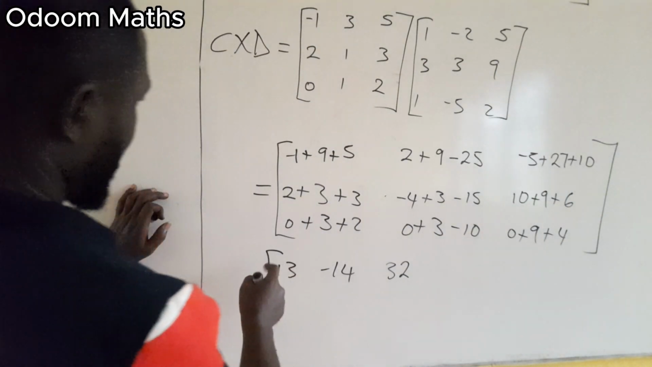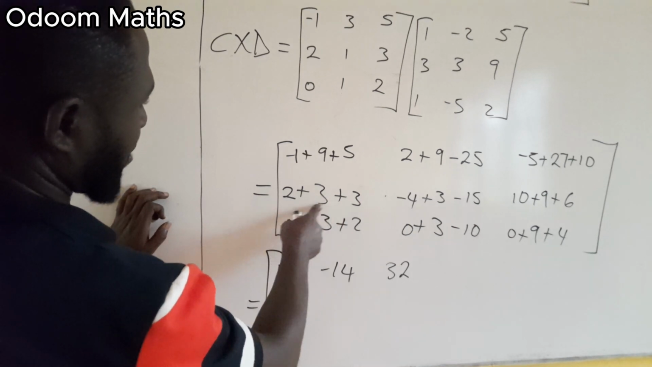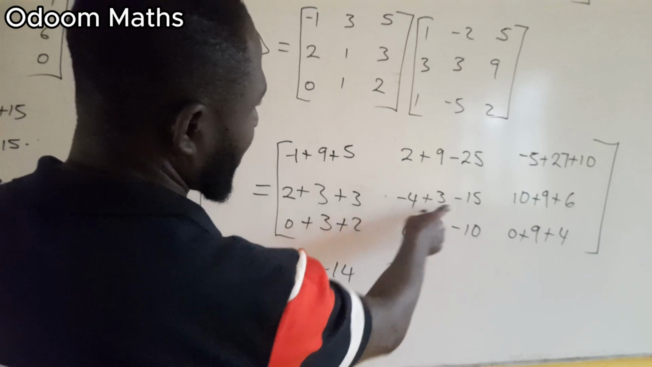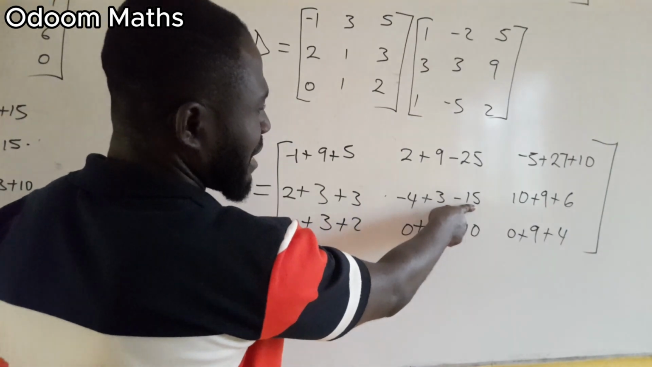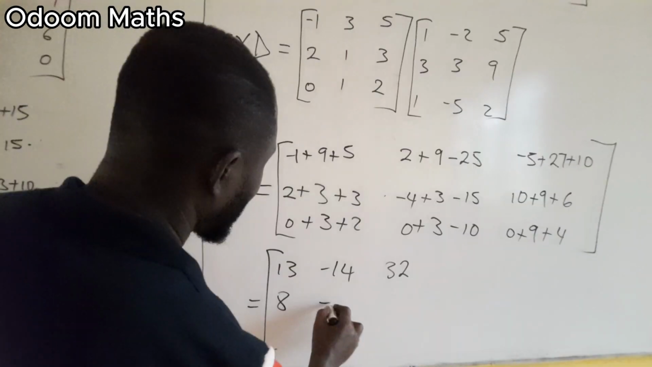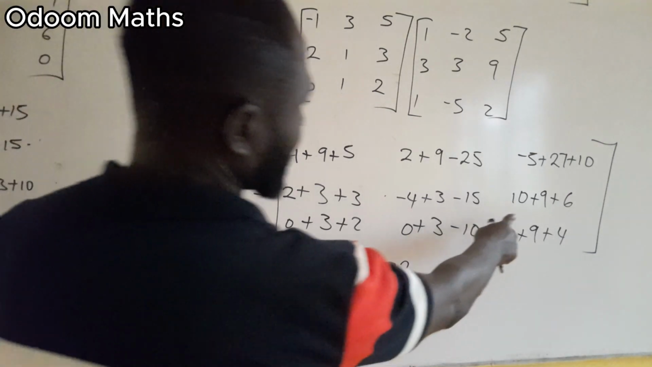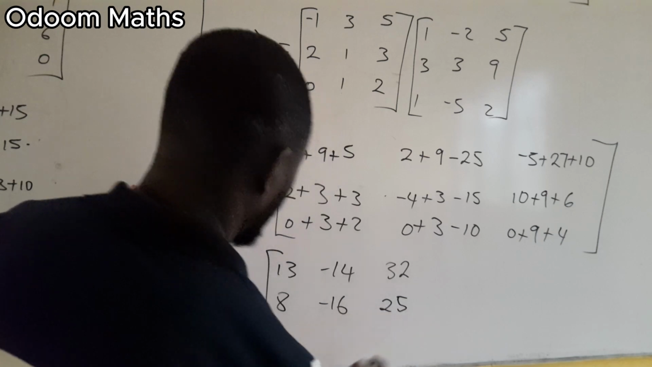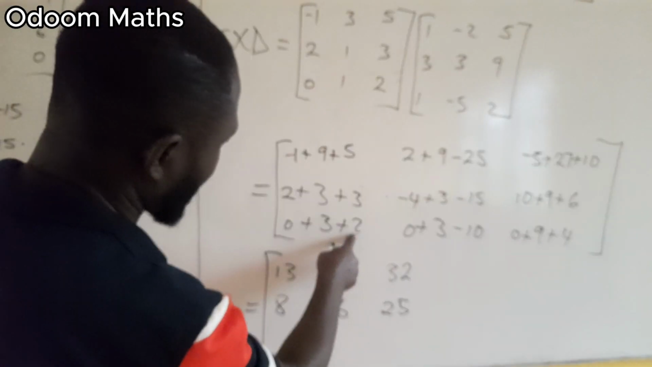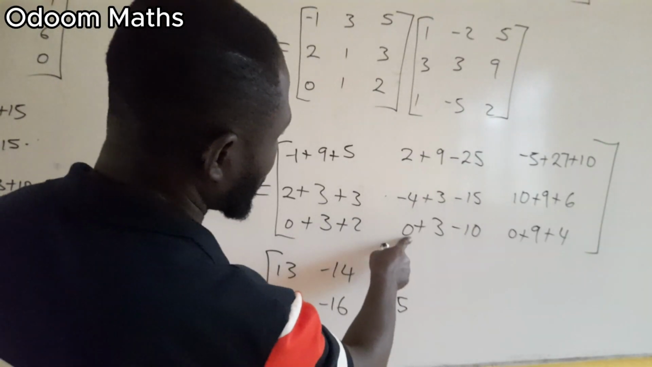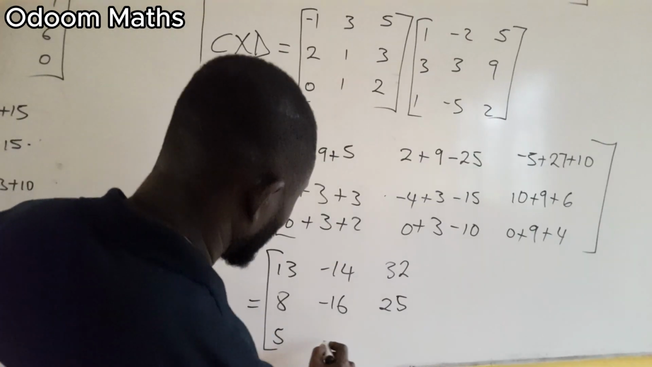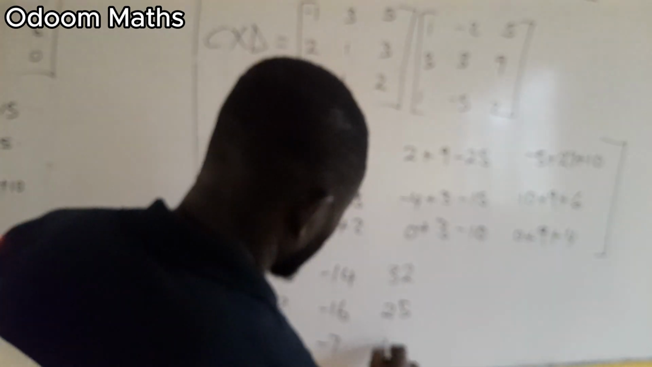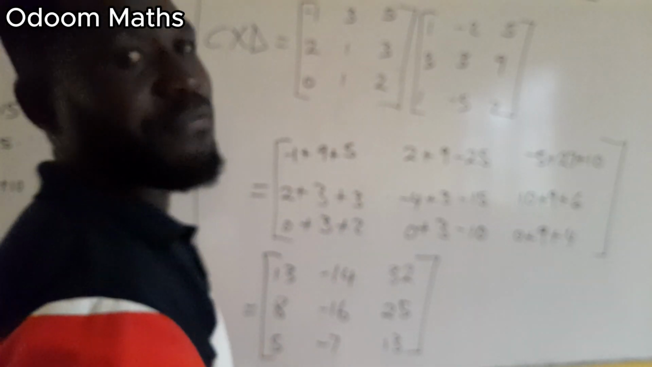Then 2 plus 3 plus 3 becomes 8. Then negative 4 and negative 15 becomes negative 19. Negative 19 plus 3 is negative 16. So negative 16. Then 10 plus 9 is 19 plus 6, 25. So 25. Then 0 plus 3 plus 2 becomes 5. Then 0 plus 3 minus 10 becomes negative 7. Then 0 plus 9 plus 4 becomes 13. So this is the answer for this example.